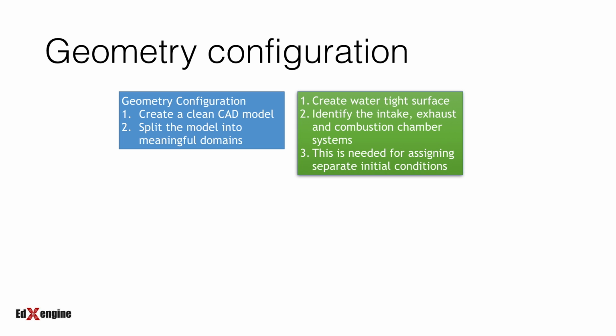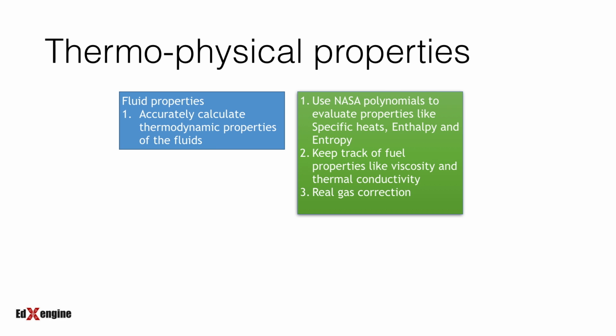First, you need to take care of the geometry configuration. Here, you clean the CAD model and then split it into meaningful regions. This is done to make sure that you can assign suitable initial and boundary conditions. Then we need to take care of thermophysical properties for both the gas and liquid phase. If the physical properties are not accurate, then that can lead to completely wrong results. Standard property databases are used in these calculations, and choosing the right equation of state is also equally important.